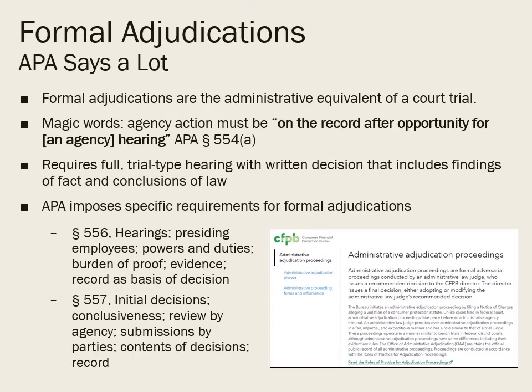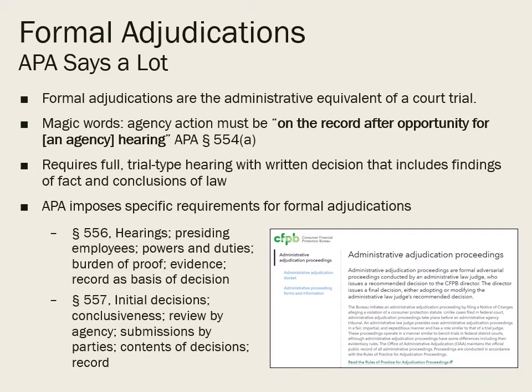Think back to our rulemaking lecture and recall that agencies only use formal rulemaking procedures if the statute contains those magic words: on the record and after an opportunity for hearing. Those same magic words apply to adjudications. If a statute states that an agency's action must be on the record and after an opportunity for hearing, then the agency's got to use formal adjudication procedures when enforcing the statute.